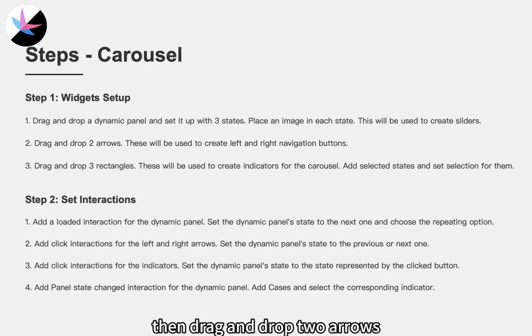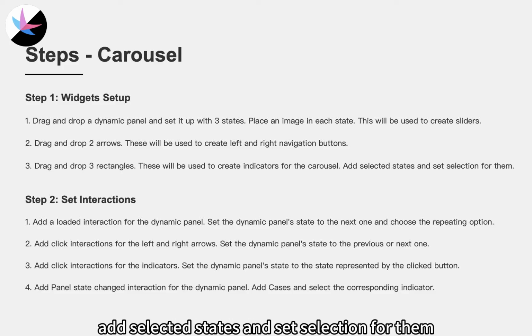Second, drag and drop 2 arrows. These will be used to create left and right navigation buttons. Third, drag and drop 3 rectangles. These will be used to create indicators for the carousel. Add selected states and set selection for them.